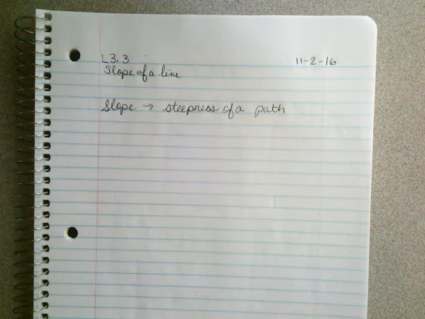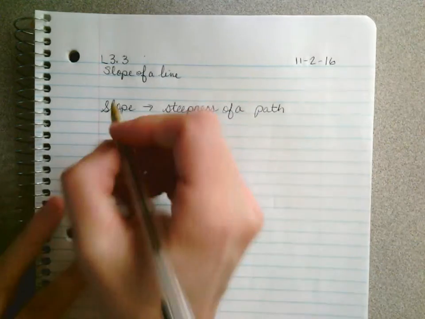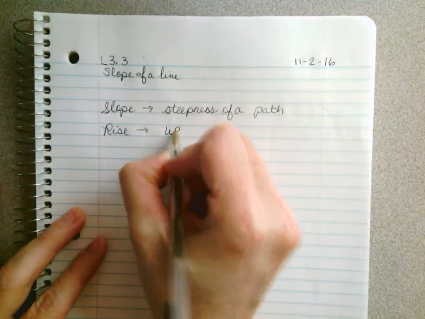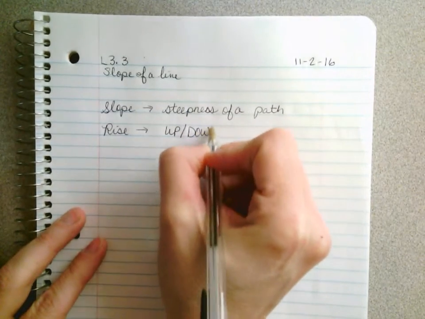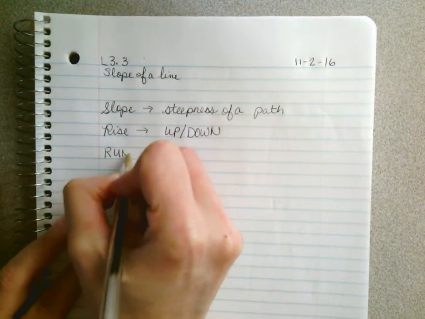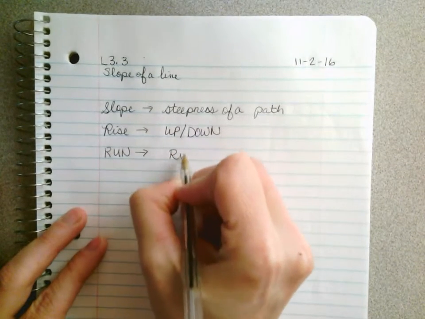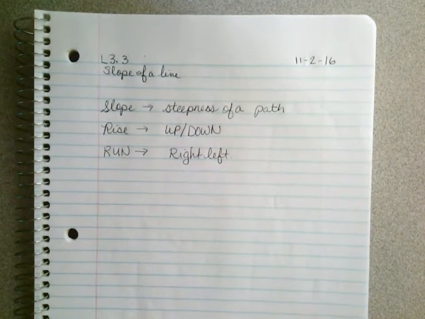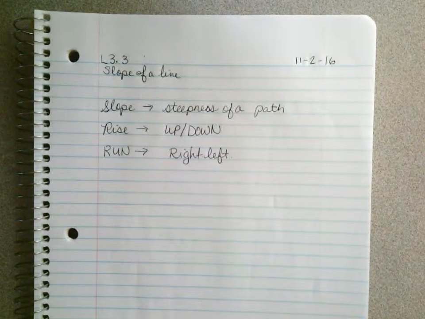How steep something is is defined in mathematical terms as slope. And just a couple of words. Rise is up, down. Run is right, left. Okay? Rise is up, down. Run is right, left.